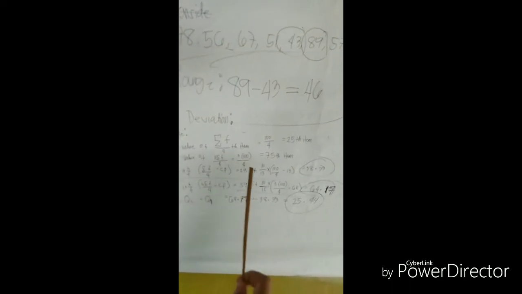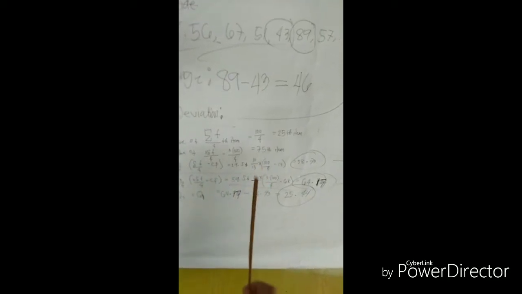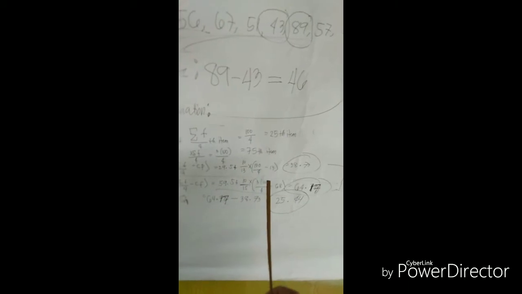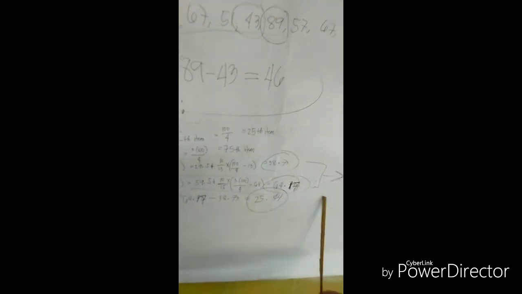Then third quartile equals L plus h divided by f times 3N divided by 4 minus CF, then equals 59.5 plus 10 divided by 15 times 3 times 100 divided by 4 minus 68 equals 64.17.